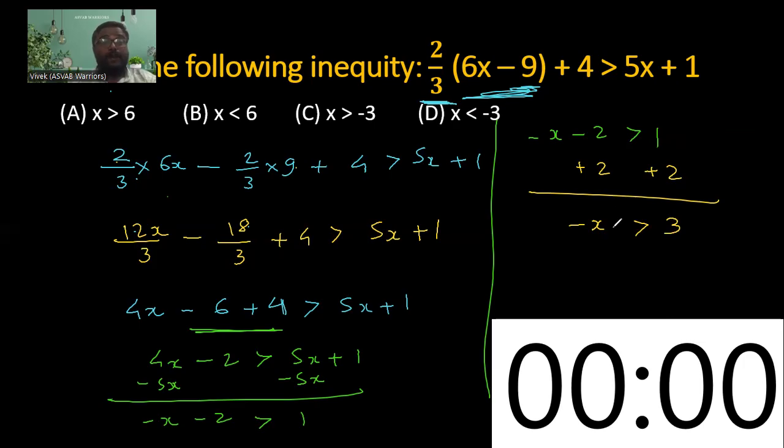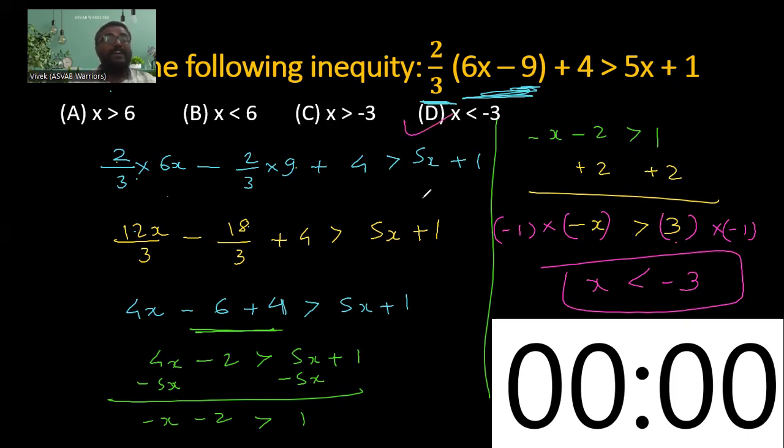Now, we need to find the inequality in x, not in negative x. So what am I going to do now? I'll multiply both the sides with negative 1. And as soon as I multiply or divide the inequality with a negative number, the inequality sign will flip. This becomes negative 1 times negative x becomes positive x. 3 times negative 1 will become negative 3. So here option D is correct.